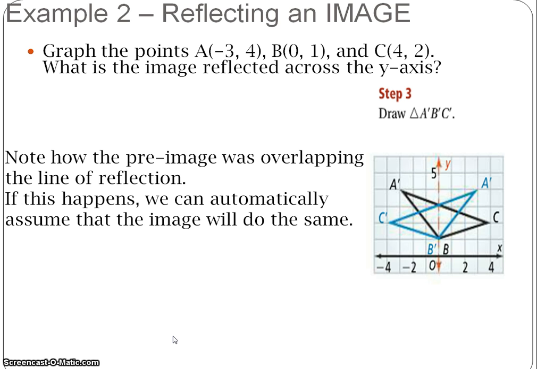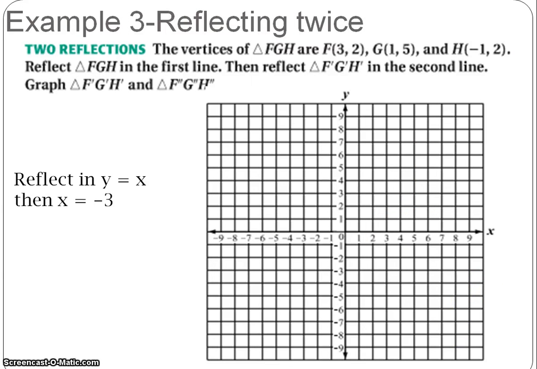Do you see how in the original picture, right here, we had our line of reflection going right over our pre-image? If that ever happens, where it goes right in the middle like that, you can automatically assume that when you do your image, it's going to do the same thing. And we can expect an overlap of our image and our pre-image. So now let's take a look at one more example.